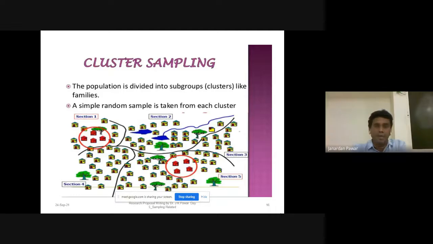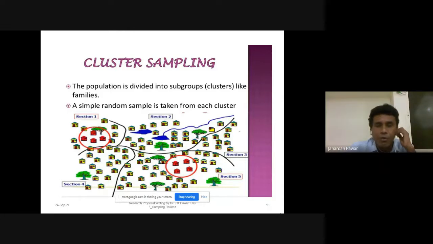Then cluster sampling. Again, it is also simple and a little bit similar to the first one which we have seen. Here clusters are made, subgroups are made. Remember, subgroups are made, and on the basis of subgroups, we go for sampling. The population is divided into subgroups, clusters, like families.